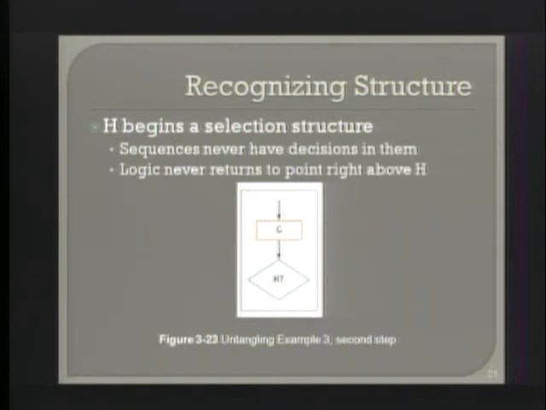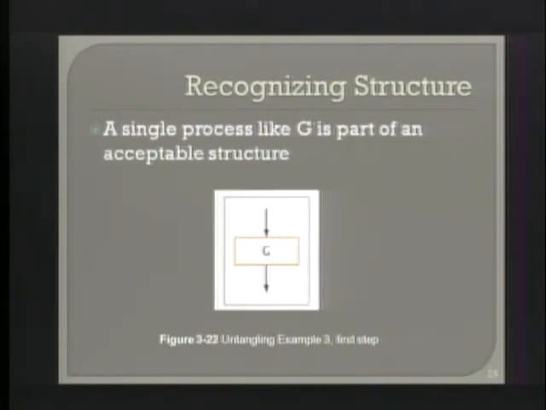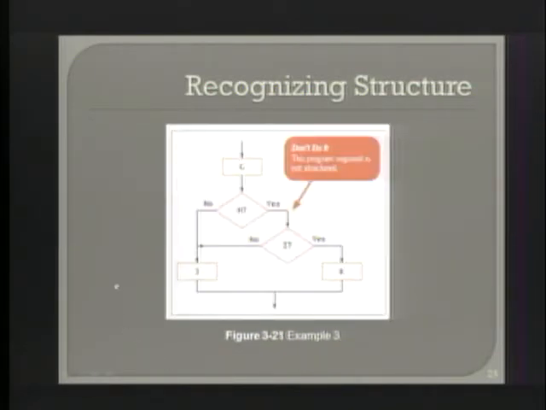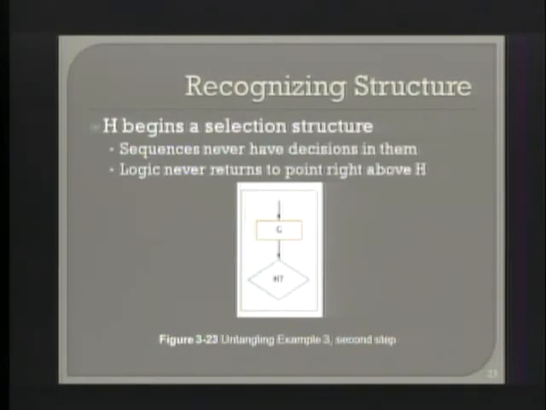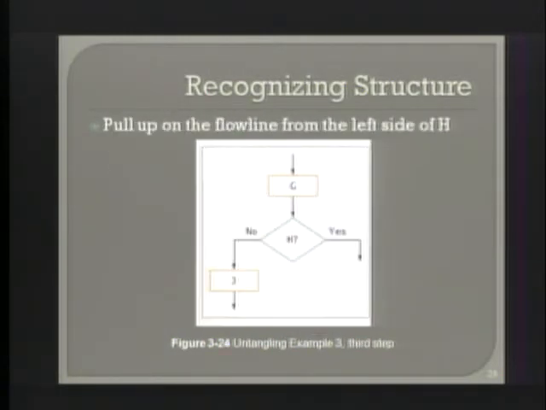Then you come to the H, and you look at that, and you notice that there's no line coming up above it. So therefore, it must be a decision. Remember, a loop always has a line coming back up above it, but a decision does not. So H is a decision. No problem there. Then you pull on the left side, and it takes you to a J. That's fine.